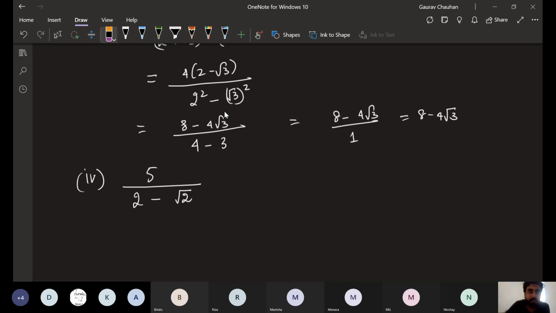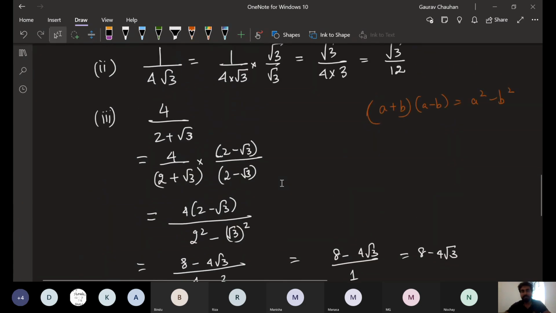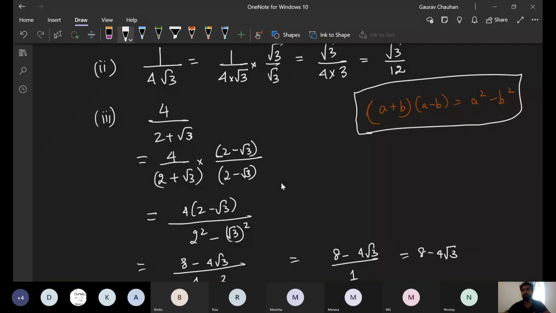Now, any tips, any ideas on what I should multiply this with to rationalize it? Anyone wants to take that shot? Anyone wants to take a try at this? Same logic, okay? Same logic. a plus b, a minus b. If I have this format, I will make squares of both terms, and finally the root will go away.